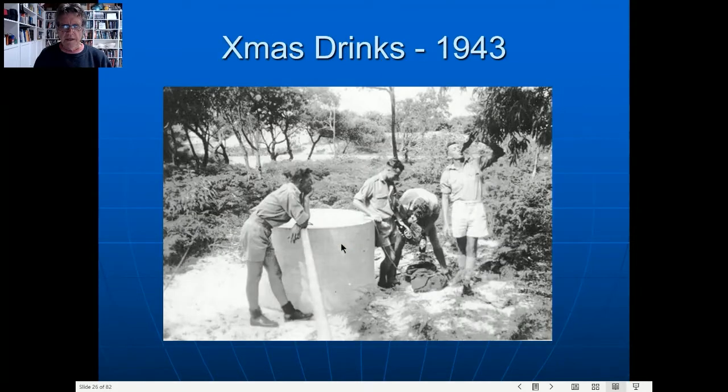Okay, here they are horsing around with Christmas drinks. I think they had beer in this sack, and they're putting it down the well to get it cold, pretending to drink.